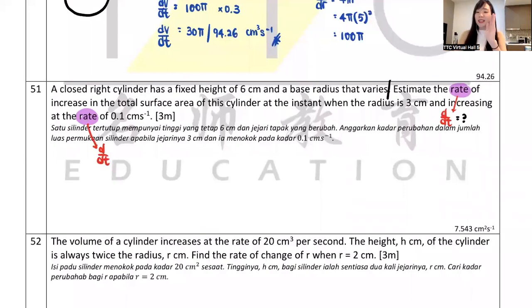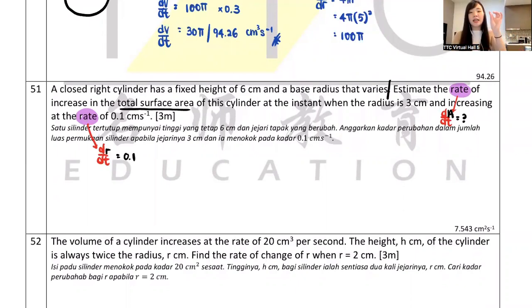They say estimate the rate of increase of the total surface area. Some of you tell me dSA can also, but normally for surface area, I still write A. A bit weird to write dSA. So dA/dt. Next, this one also has another rate, 0.1. Can anyone tell me this is which d? Very good, YannJu, dr/dt.